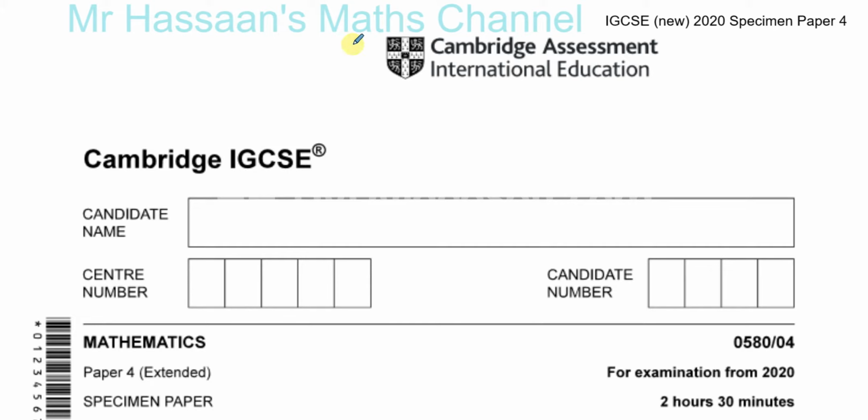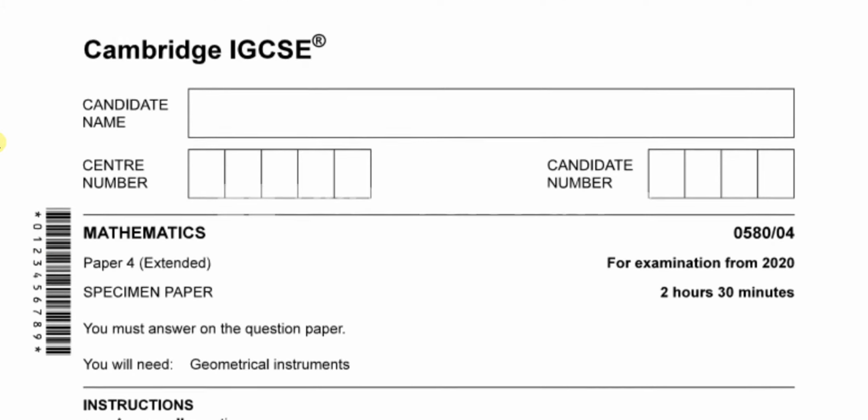I'm now going to be going through a paper 4 from the new 2020 specification of the IGCSE Cambridge International Examinations. And this is the new syllabus. This is the specimen paper that they gave out, which basically gives some of the questions which are according to the new syllabus. So paper 4s are pretty long, 2.5 hours long.